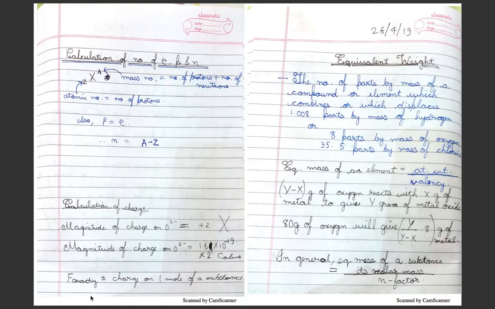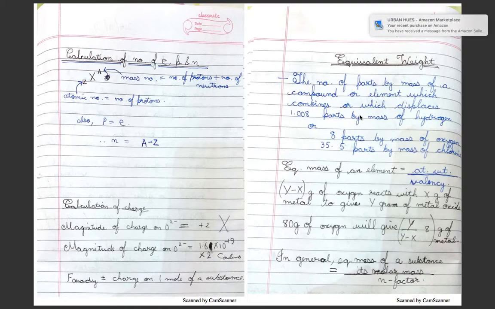Faraday is the charge on 1 mole of electrons. Equivalent weight is the number of parts by mass of a compound or element which combines with or displaces 1 part by mass of hydrogen, 8 parts by mass of oxygen, or 35.5 parts by mass of chlorine. Equivalent mass of an element equals atomic weight by valency.